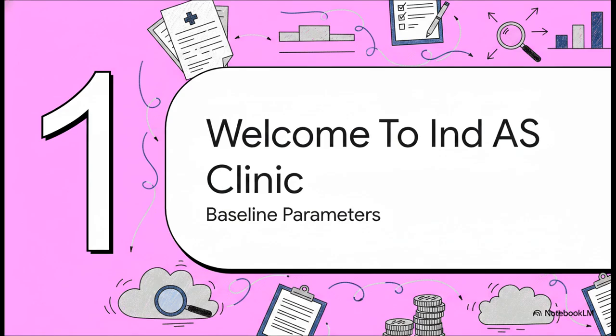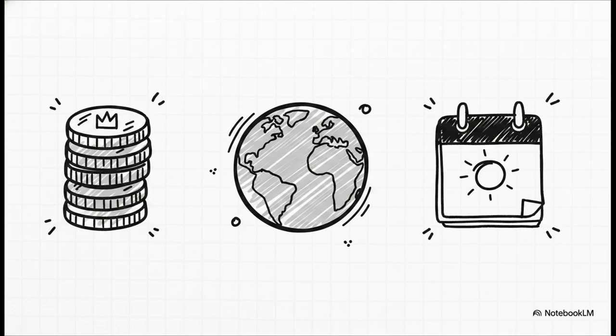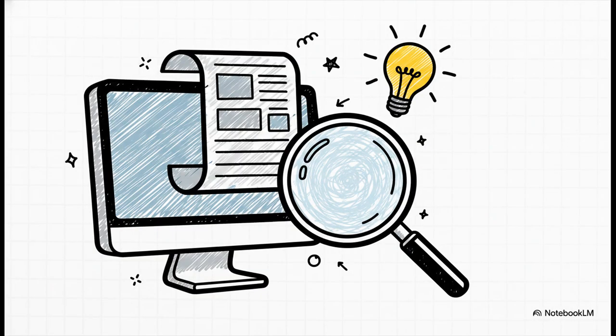All right, Section 1. Welcome to Ind AS Clinic. Let's get our baselines established. Before we open today's file and really dig into the evidence, let's establish our baseline vitals so we are all on the exact same page. For this specific case, the functional and presentation currency is the Indian rupee, or INR. Naturally, that means foreign currency is defined as any currency that isn't the Indian rupee. And the reporting period we're dealing with is the standard timeline, running from the 1st of April to the 31st of March.